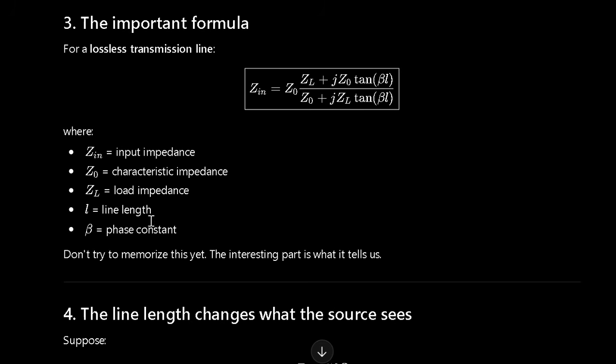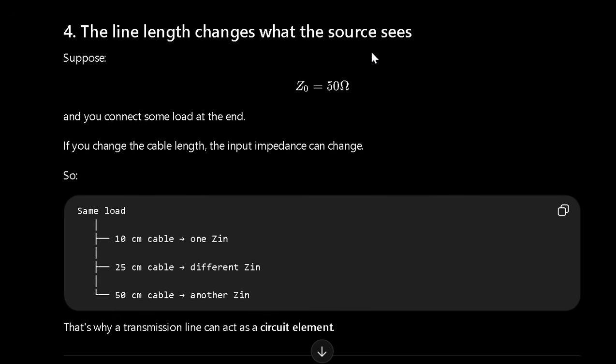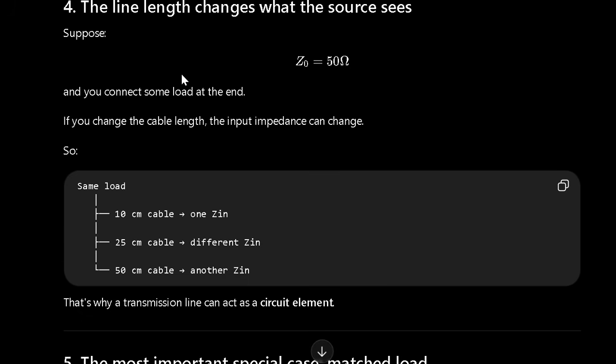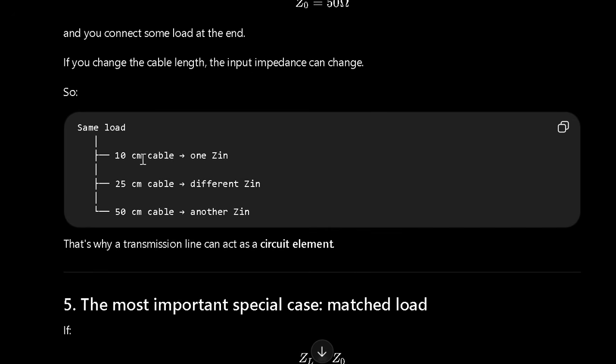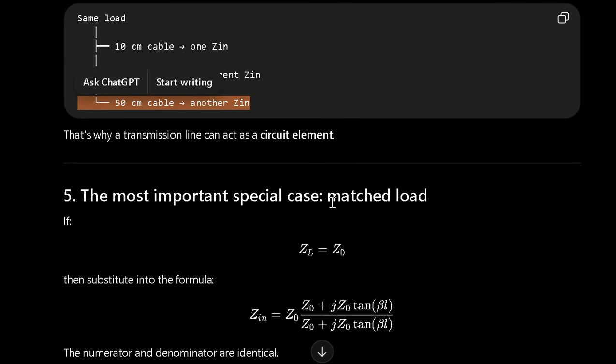Here L is the line length of the cable, and beta is the phase constant, the phase of the signal. So don't try to memorize. The line changes what the source sees. If Z0 is 50 ohms and you connect some load at the end, and you change the cable length, the input impedance can change. For a 10 meter cable you get one Zin, for a 25 centimeter cable the Zin changes, and for a 50 centimeter cable, another Zin. That's why a transmission line can act as a circuit element and match the impedance of source and load.